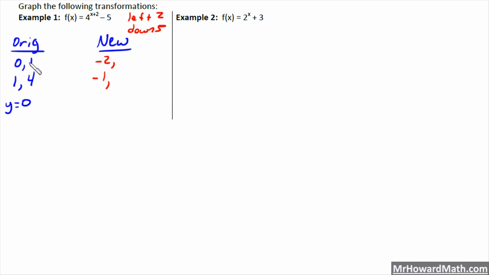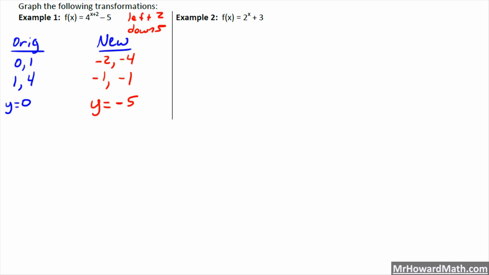Okay, now for the y's, they're down 5. So we're starting at 1. We go down 5. That takes us to -4. Here, we're at 4. We go down 5. That takes us to -1. And then the horizontal asymptote gets moved up and down. So in this case, down 5. So it was at y equals 0. Now it's at y equals -5.